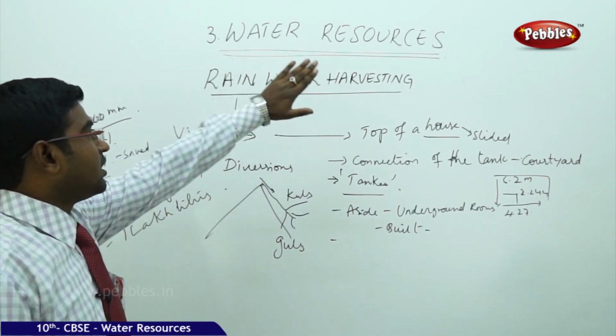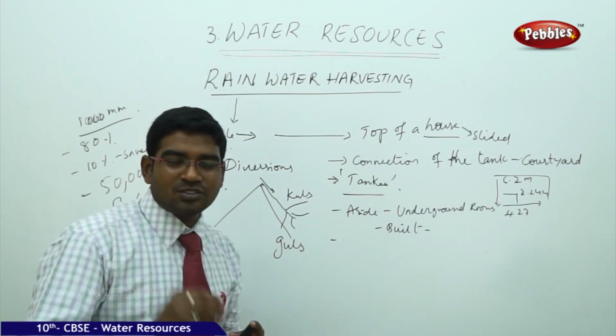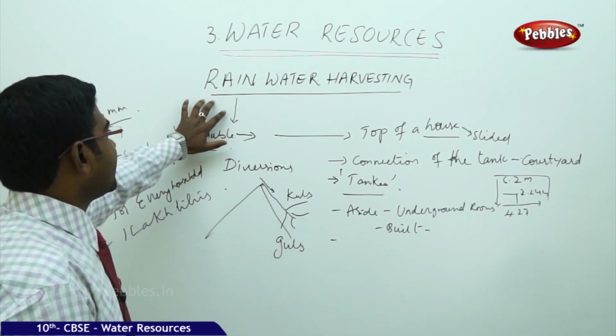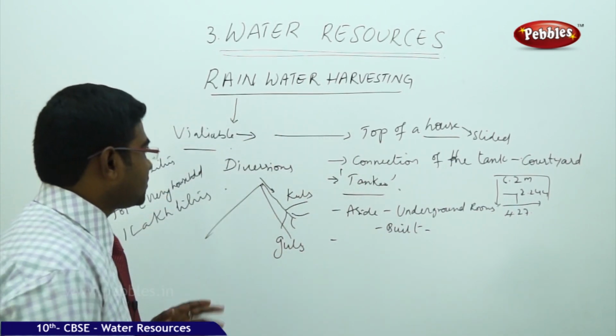Now I believe you all have got a thorough idea of what we call a water resource, and the best viable alternative for multi-purpose projects is this rainwater harvesting system.